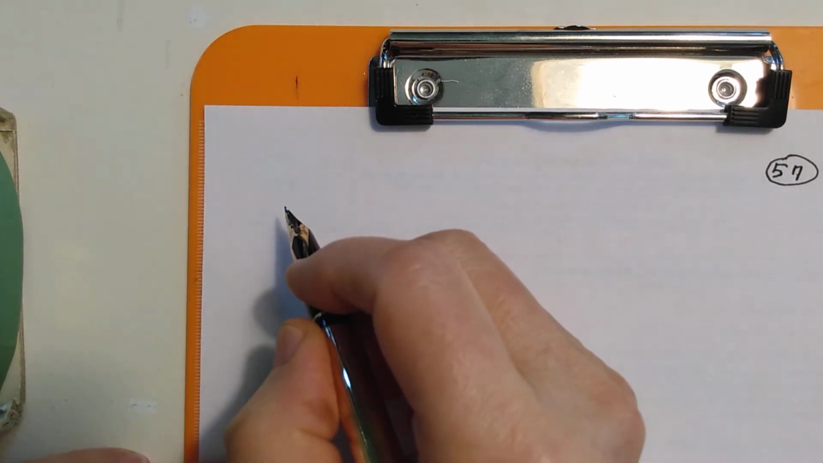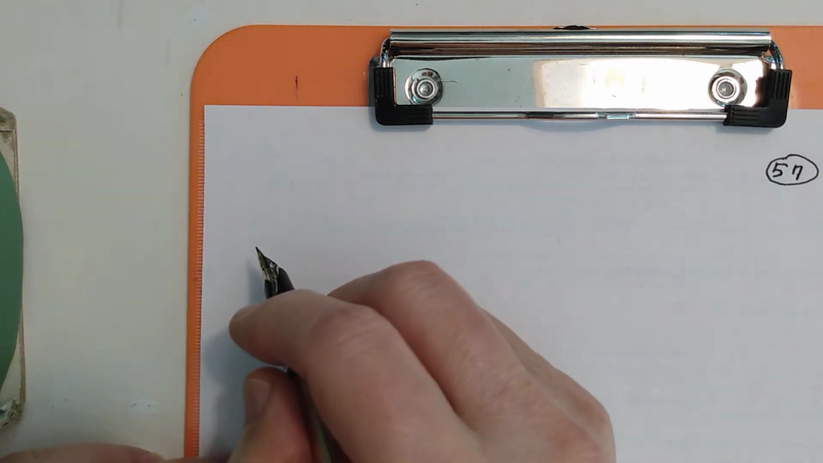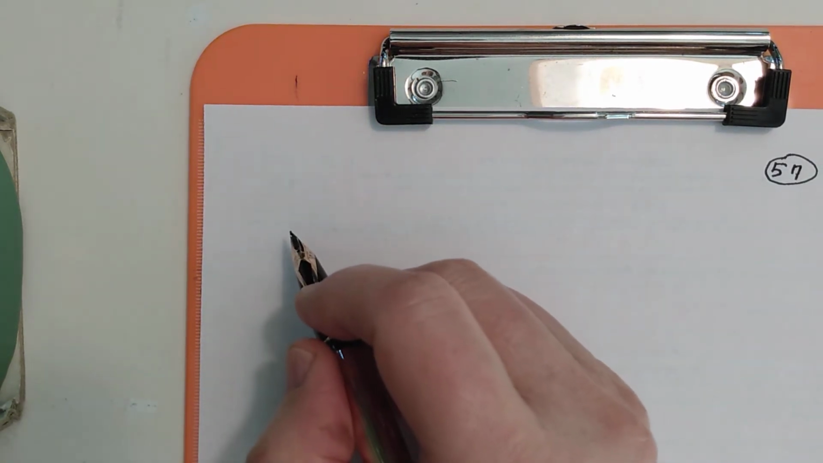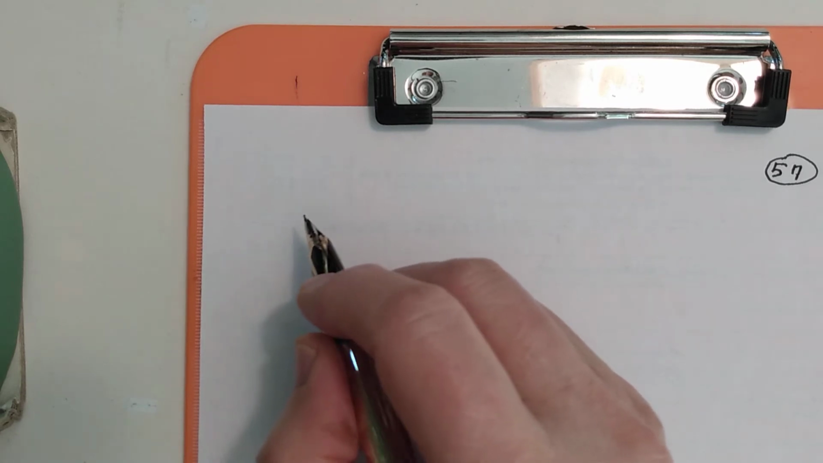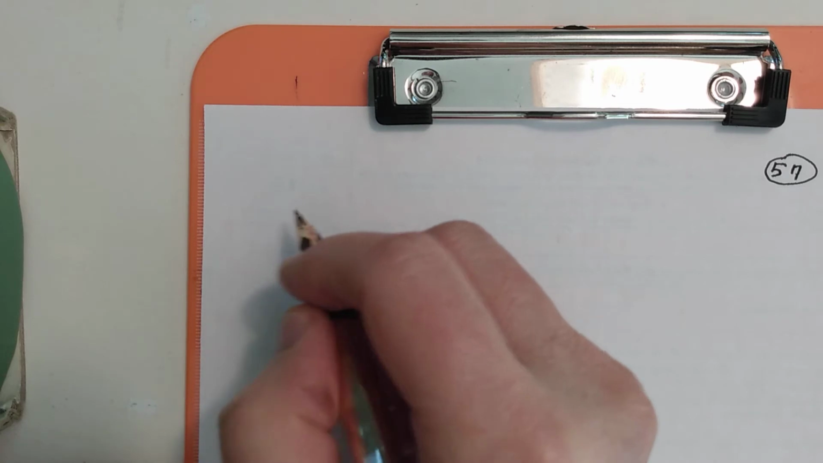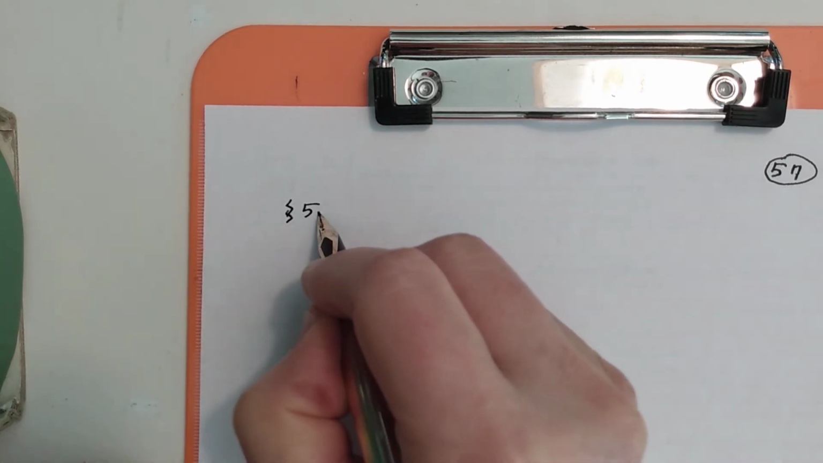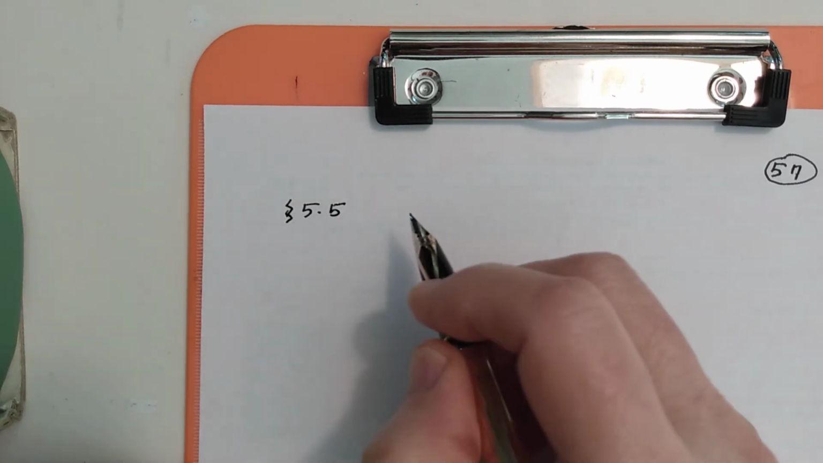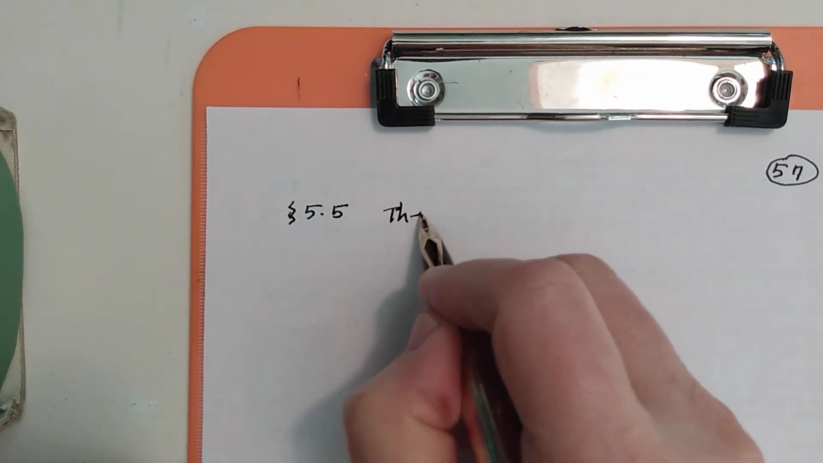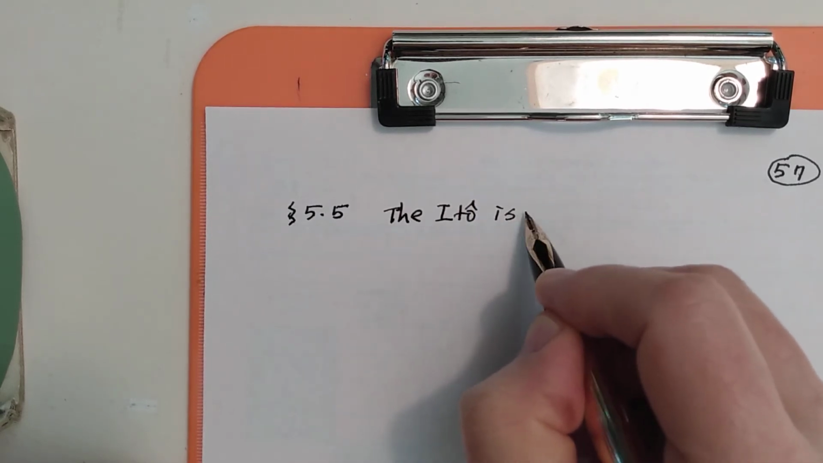So this week, the last week of the semester, we will do the Ito isometry and the multiple Wiener-Ito integral. Okay, so this is section 5.5. The Ito isometry.